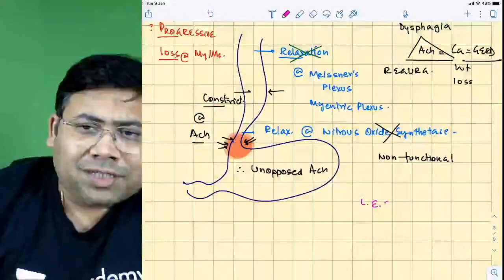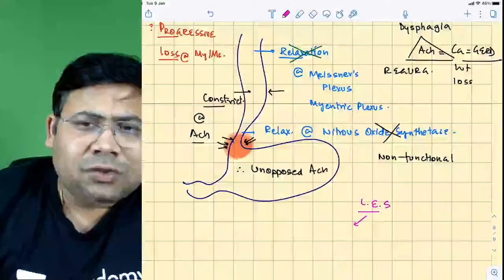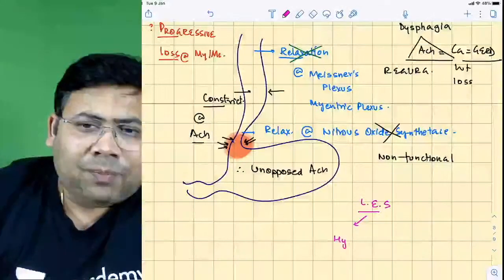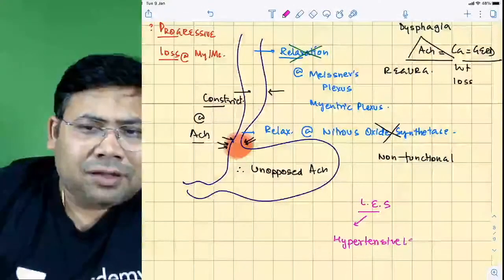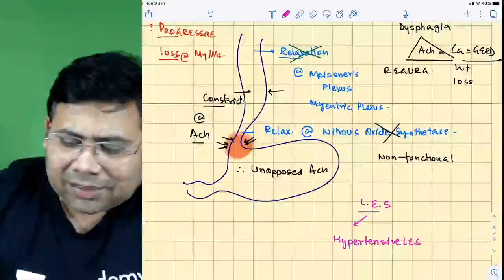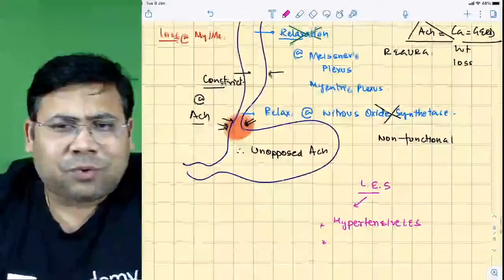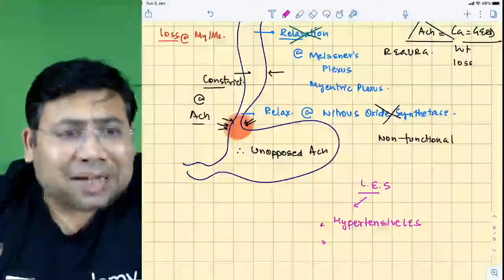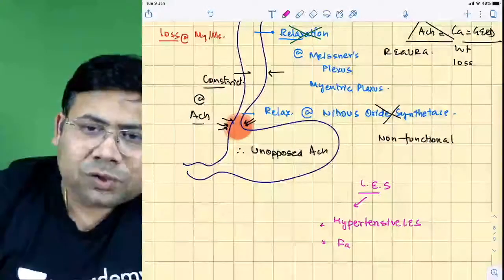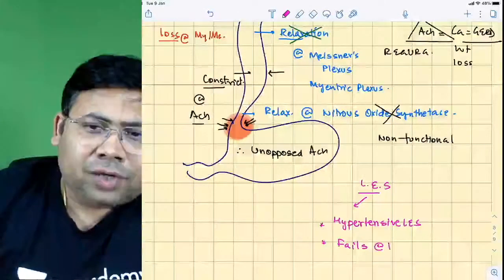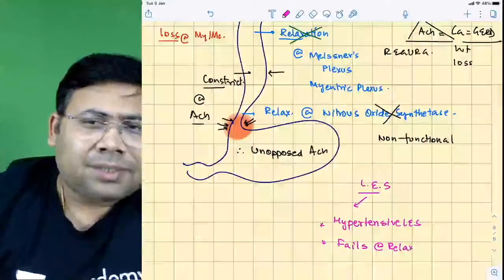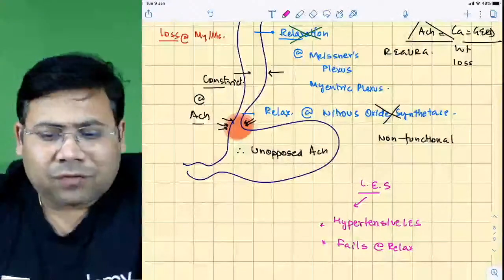So what is happening here? What is happening at the lower esophageal sphincter? You get to see two things. What is that? Hypertensive LES. And the second is, there are a lot of things where the tension is more, but it should at least relax. The second thing is, it fails to relax. Why does it fail to relax? Because the myenteric and Meissner's plexus and nitric oxide synthetase are not working.